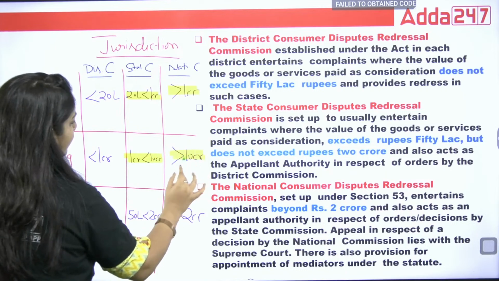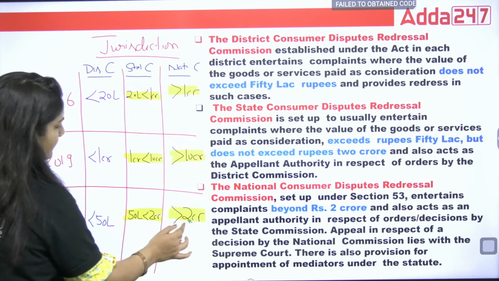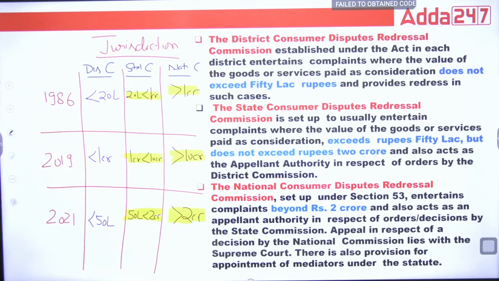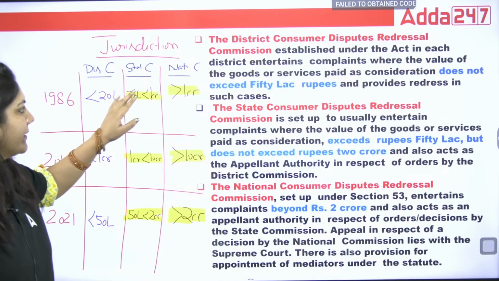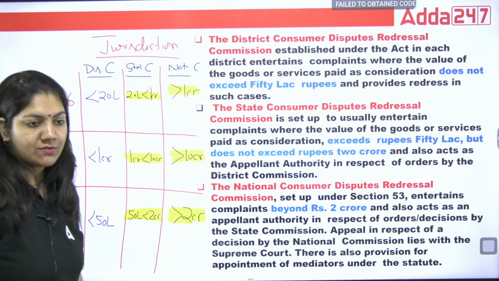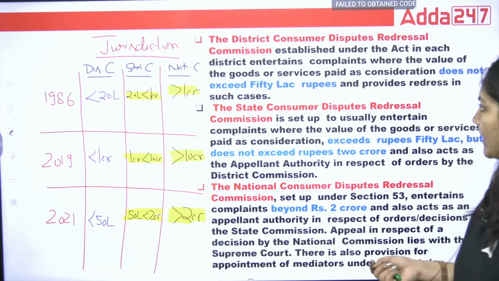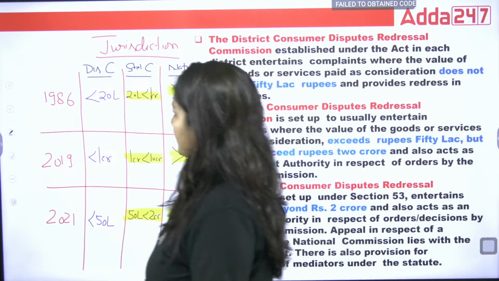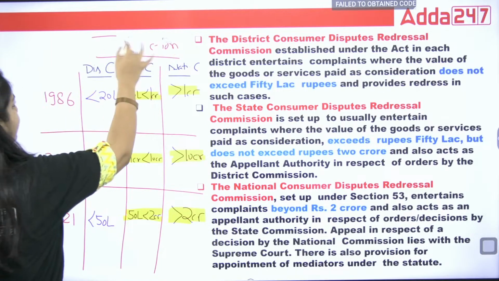You have to at least remember these 2 years. That is very, very important. Please revise the jurisdiction. If any goods and services is below 1 crore, suppose 50 lakh, then under 2019 that will directly go to the State Commission. So this is your jurisdiction.